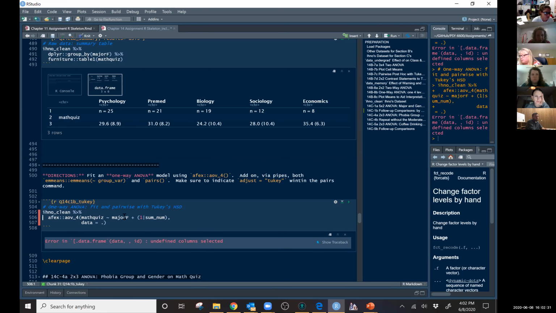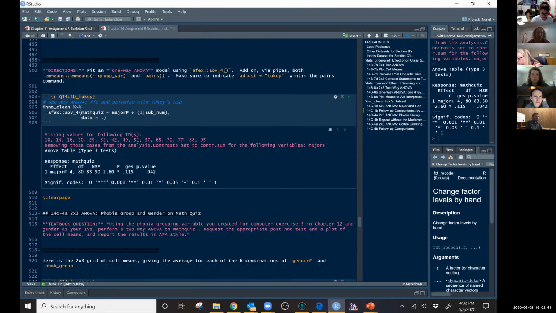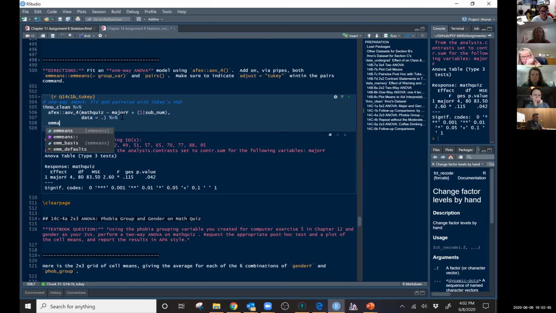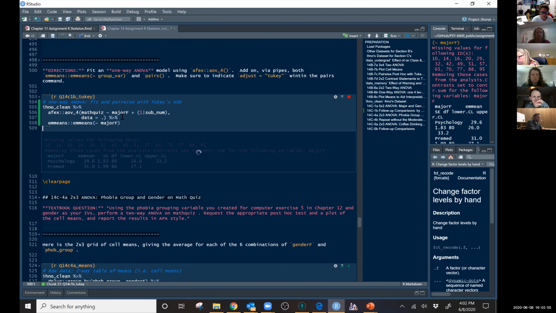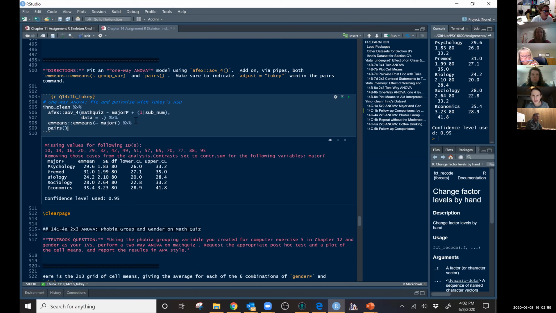Did I spell something wrong? Yes. Yeah, you found it. Okay. Spelling, that's the first thing. Okay, so that does the ANOVA, but now we're going to pipe on emmeans for the math, or by major. And then you can do all possible pairs.